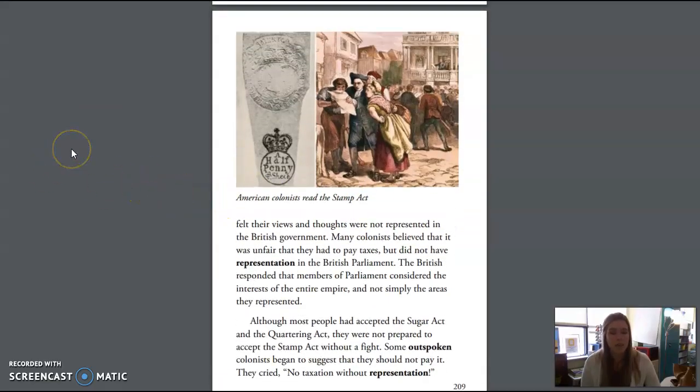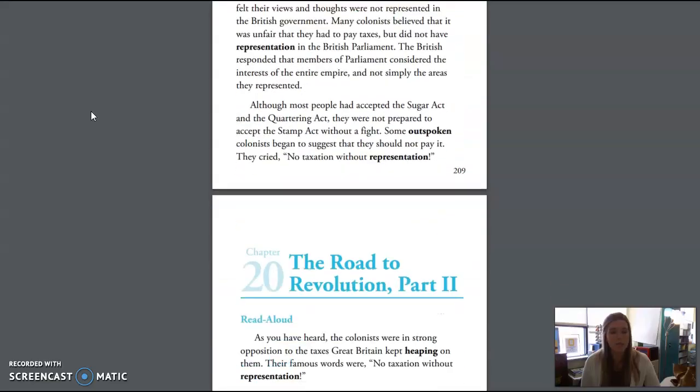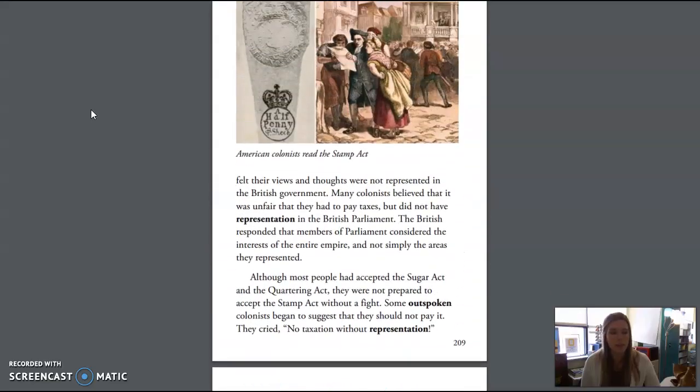Many colonists believed that it was unfair that they had to pay taxes, but did not have representation in the British Parliament. The British responded that members of Parliament considered the interest of the entire empire and not simply the areas they represented. Although most people had accepted the Sugar Act and the Quartering Act, they were not prepared to accept the Stamp Act without a fight. Some outspoken colonists began to suggest that they should not pay for it. They cried, "No taxation without representation."